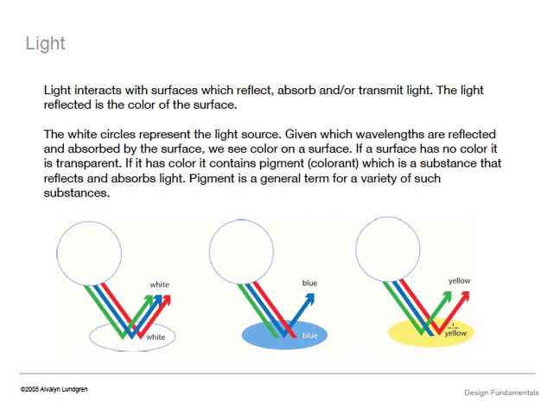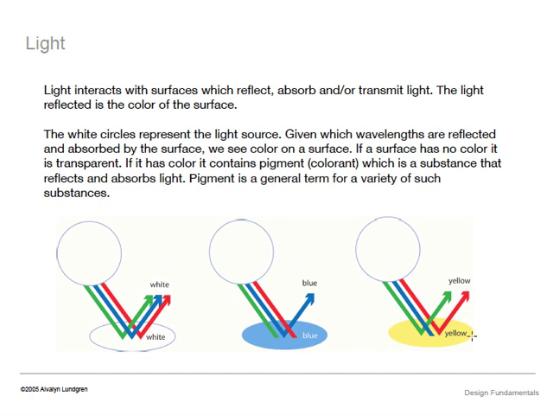And if we're seeing yellow, we've got white light, and the blue component's being absorbed, but both the red and the green are being reflected back at an equal or fairly equal amplitude. So wavelength and amplitude have a lot to do with the color that we see on a surface.